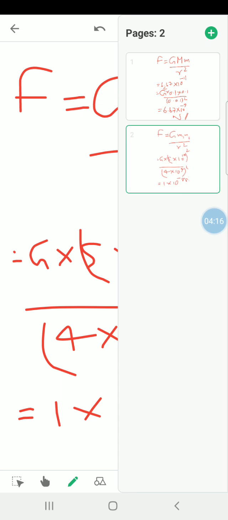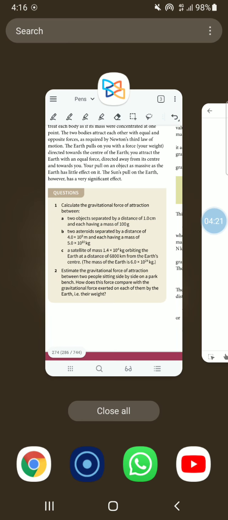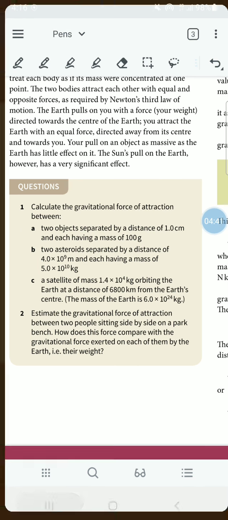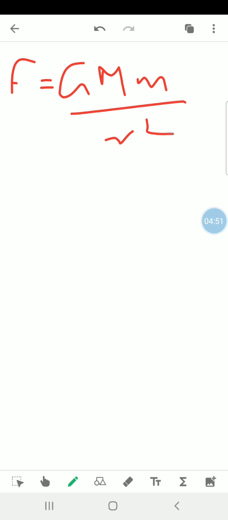Let's go to part C. A satellite of mass 1.4 into 10 to the power 4 kilograms orbiting the Earth at a distance of 6,800 kilometers from the Earth's center. The mass of the Earth is 6 into 10 to the power 24 kilograms. So the same equation we have to use. F equals G M m upon R squared. Now G we will leave as it is.